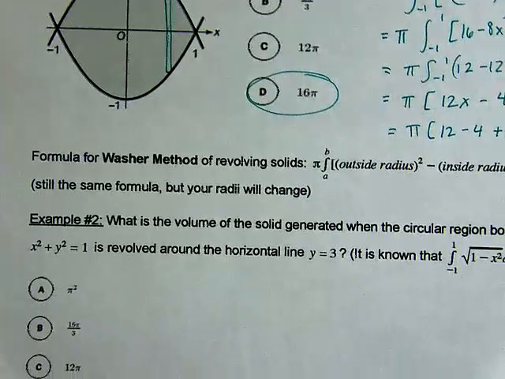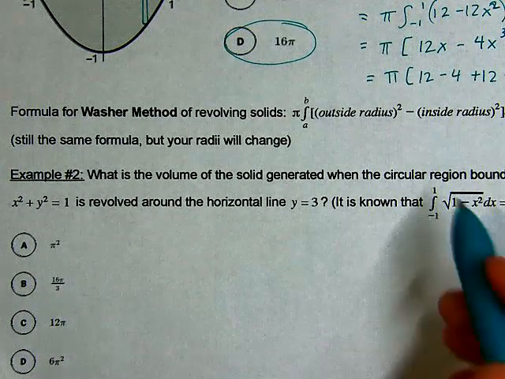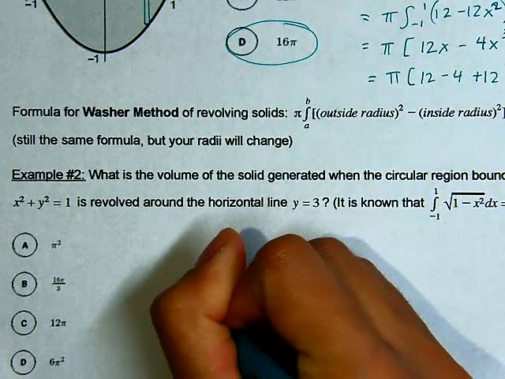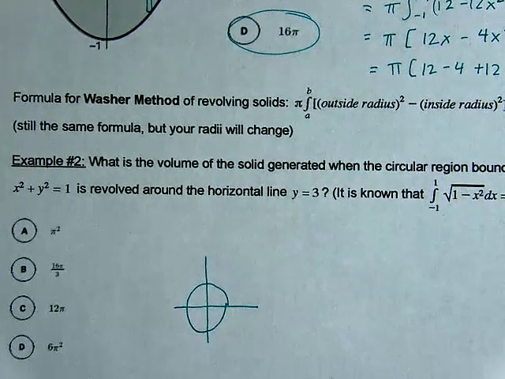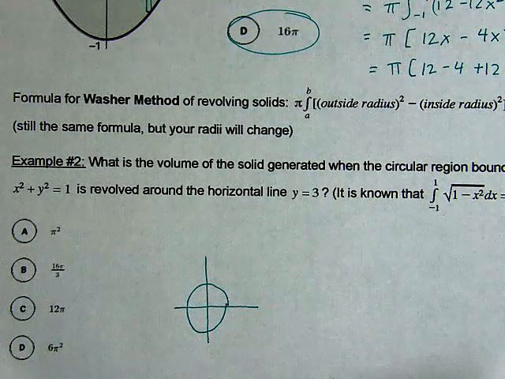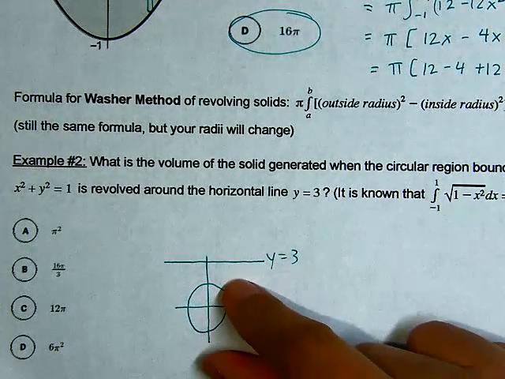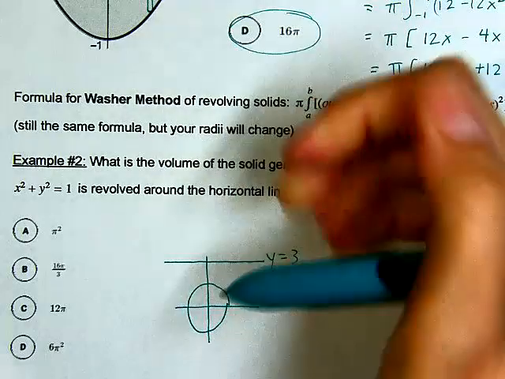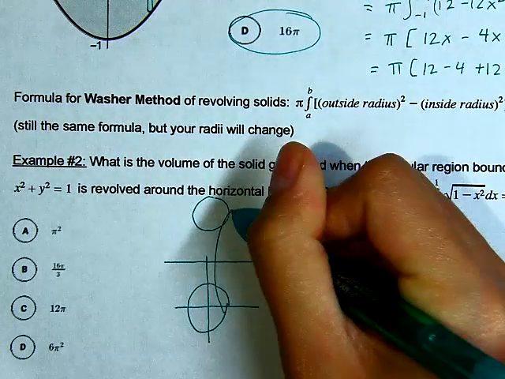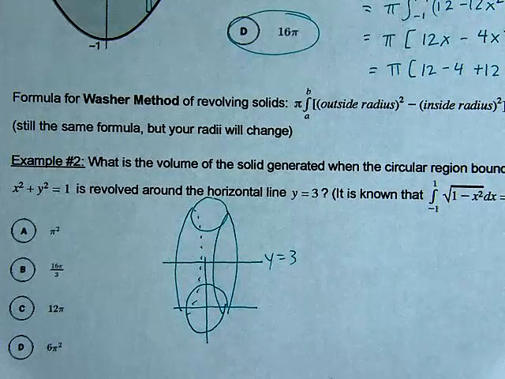Next example is actually more donut shaped. We are going to take the circular region x squared plus y squared equals 1. So this is a circle centered at the origin with radius 1. And I want to revolve it around y equals 3. So again, if you imagine kind of like a slinky, this would come out of the page, rotate around y equals 3, go back through the page, and come up on the other side. So your donut would be something like this.